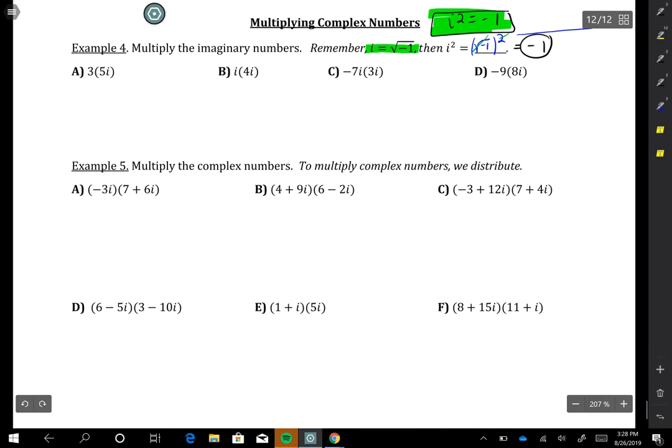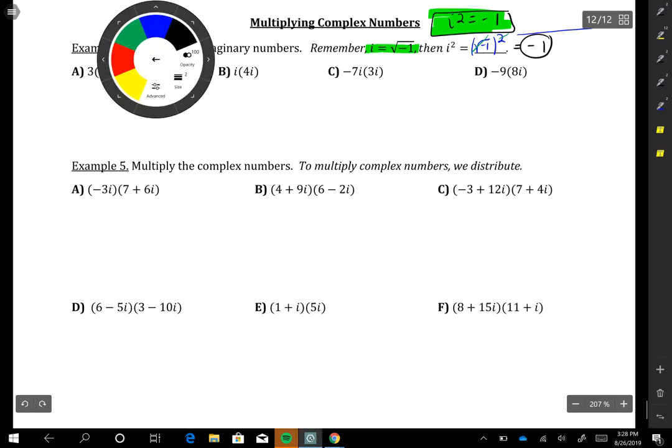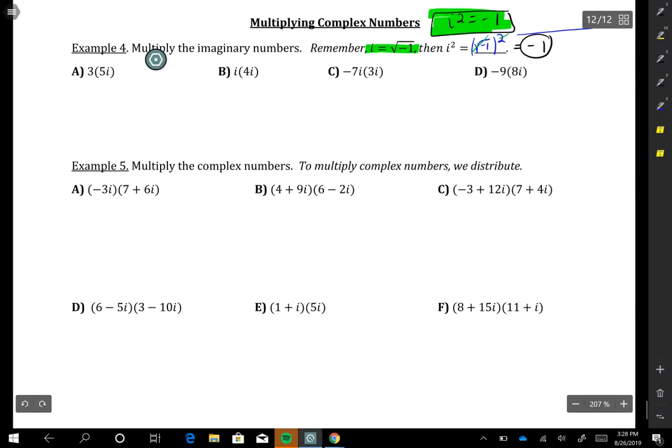So when we're multiplying, basically you act like i is an x variable. First, in letter A, I have 3 times 5i. I just multiply 3 times 5 because those are both real numbers, and then my i is just stuck on there like a variable. So that's 15i.